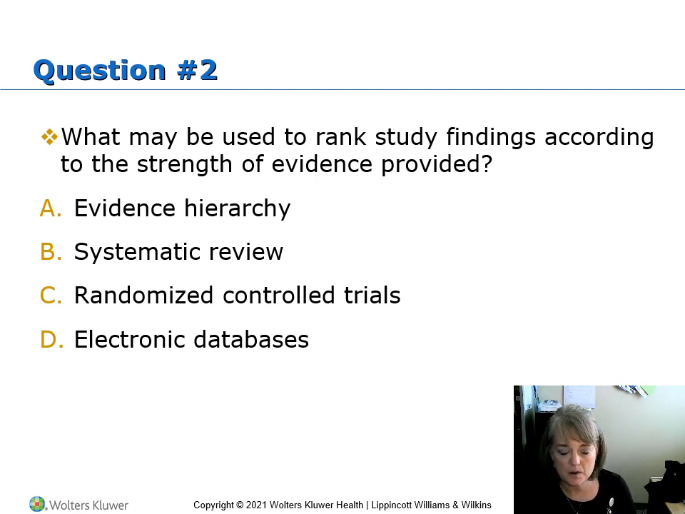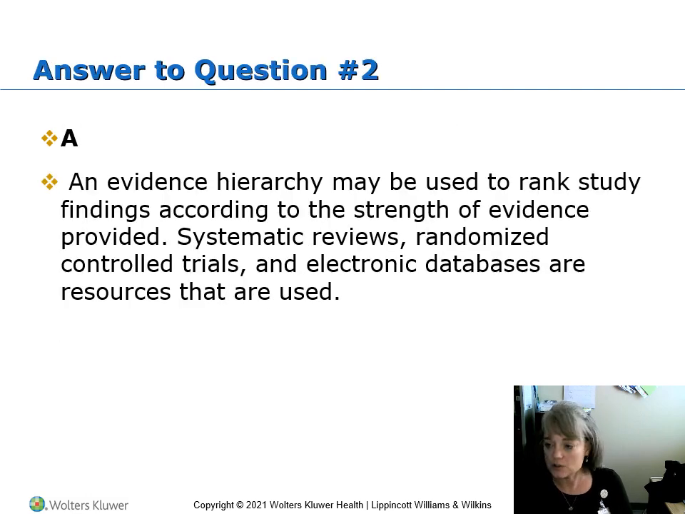So if we look at some of the options here in this question, those are actually different levels of evidence. And if you've ever taken a research course that maybe was non-healthcare related, many of the other professions actually use these other types of findings, like randomized controlled trials and systematic reviews. So actually the answer is an evidence hierarchy, and that really looks at how to rank studies when you're reading them by the strength of evidence provided.